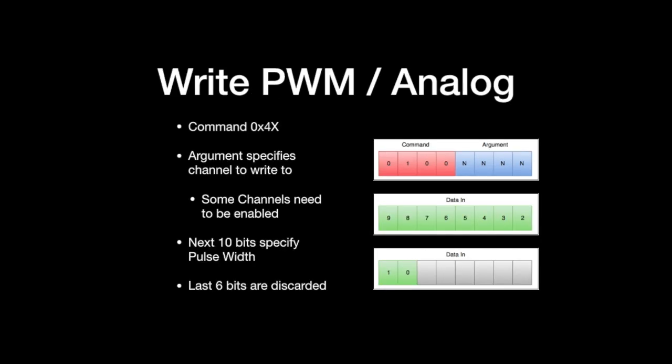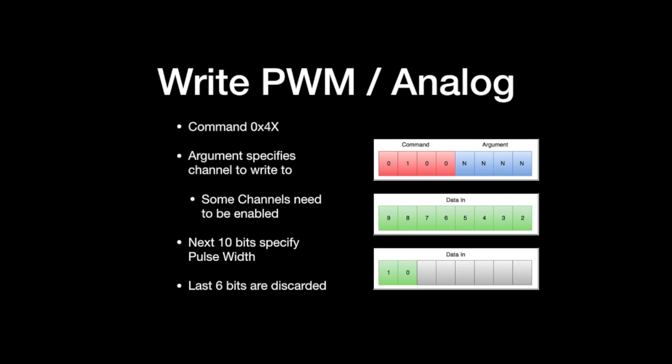The first command in this video to use the argument is write PWM/analog. This command can be written as 0x42, meaning to write to analog channel 2, or 0x41, meaning to write to analog channel 1. When this command is given, the Quiet will take the next 10 bits received and apply them to the pulse width modulator's register.